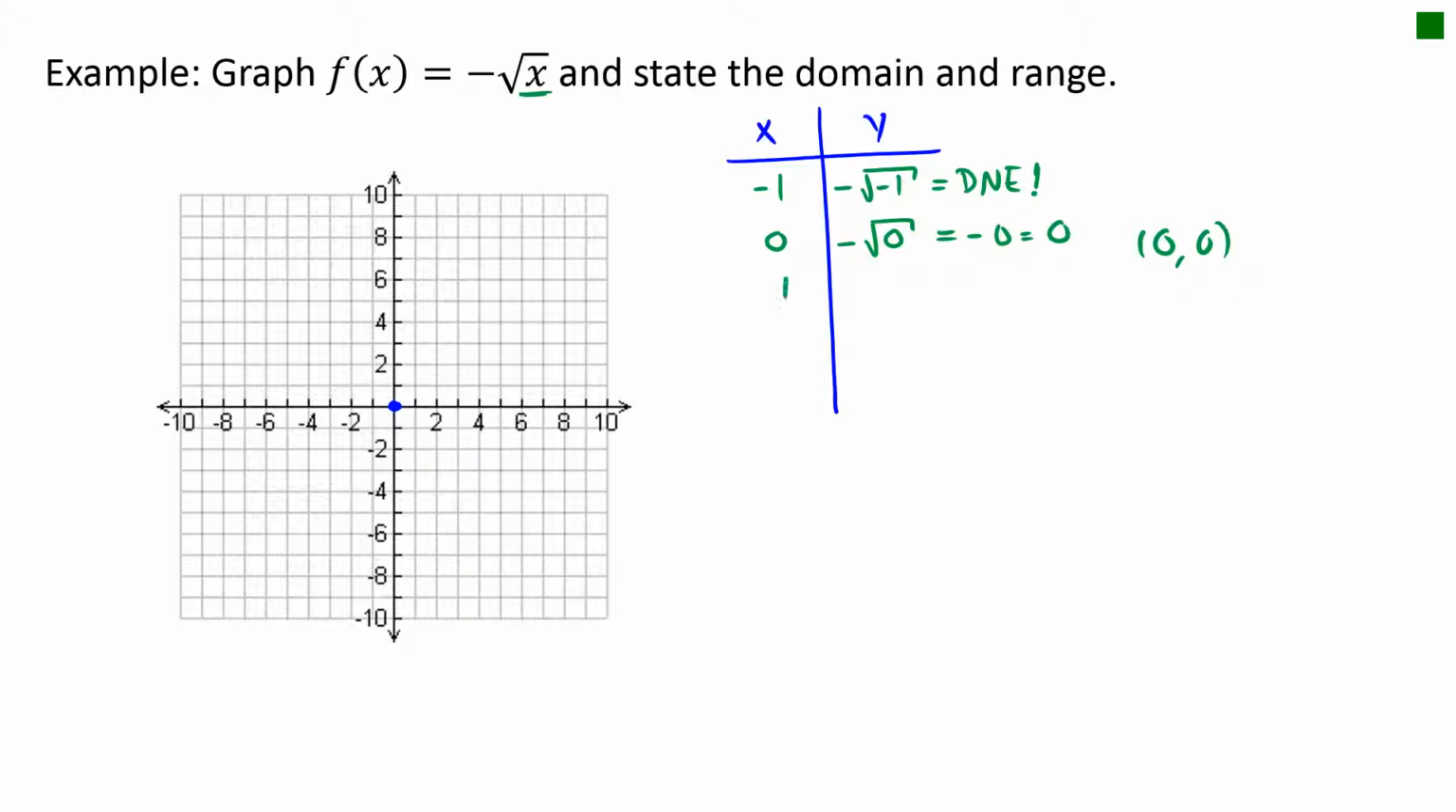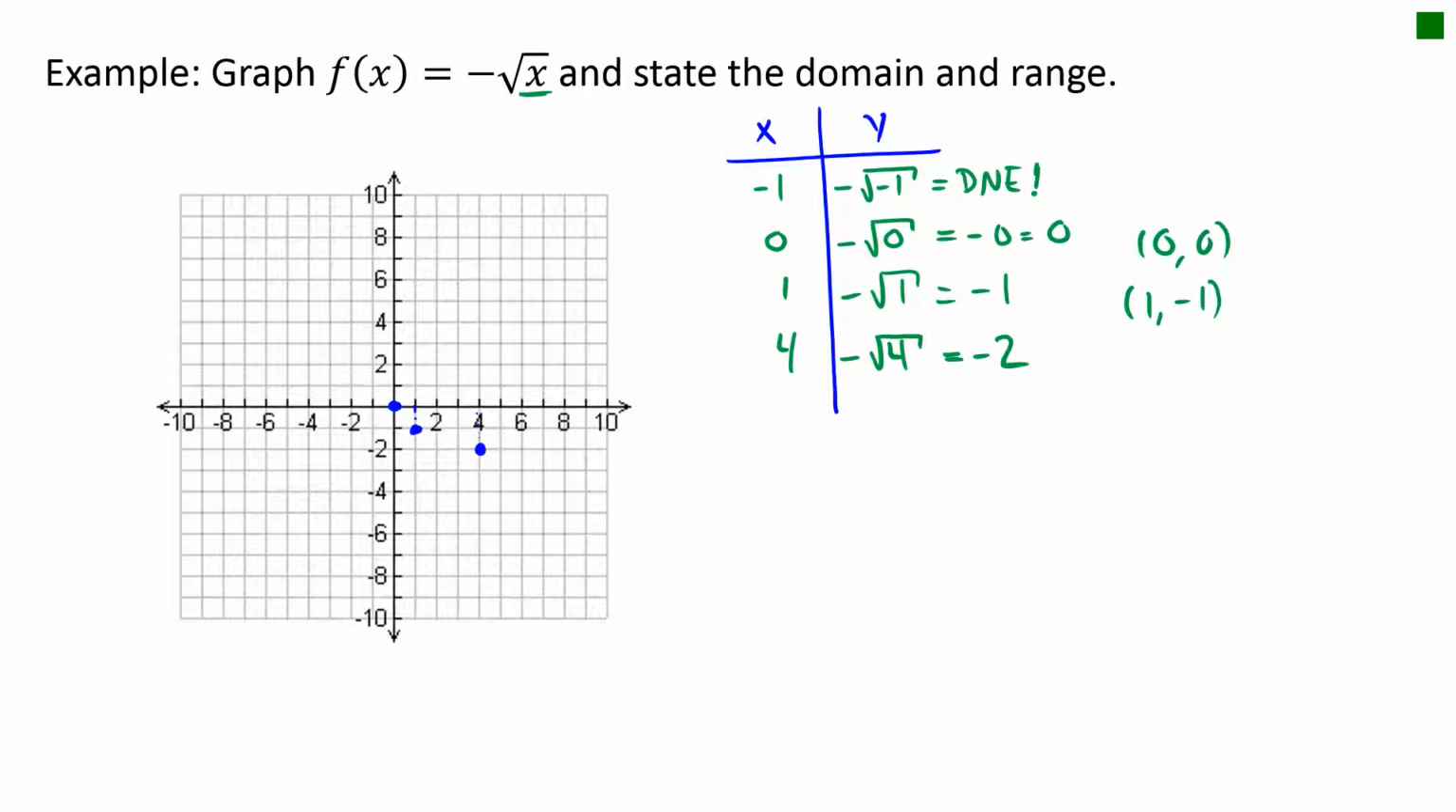But now let's watch what happens when we pick x equals 1. We have negative square root of 1. And negative the square root of 1 is just -1. So that would be an x value of 1 and a y value of -1. So x value of +1 here, but a y value going down of -1. And if we pick an x value of 4, again, something that we can take the square root of, we have negative the square root of 4 is equal to -2. So from x equals +4, we have y equals -2.